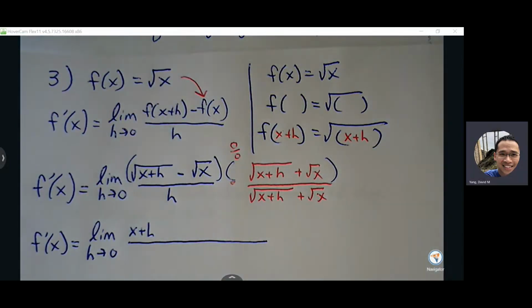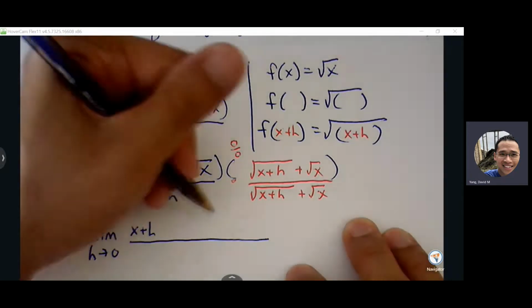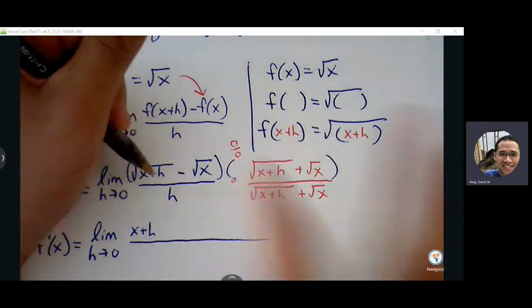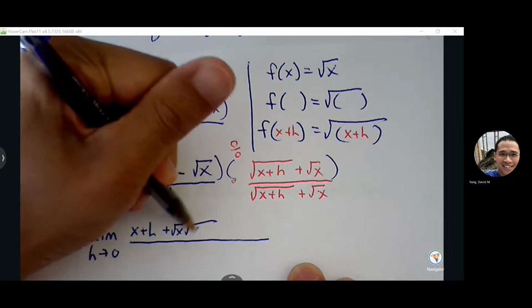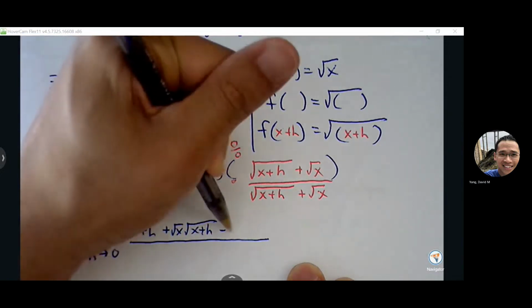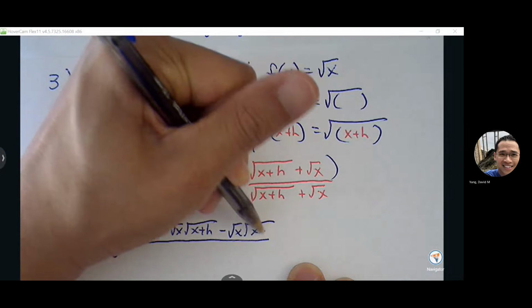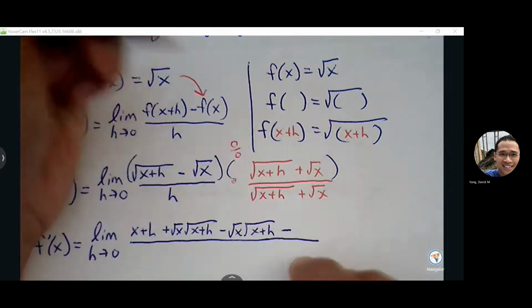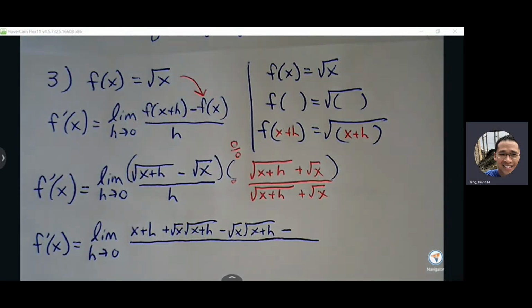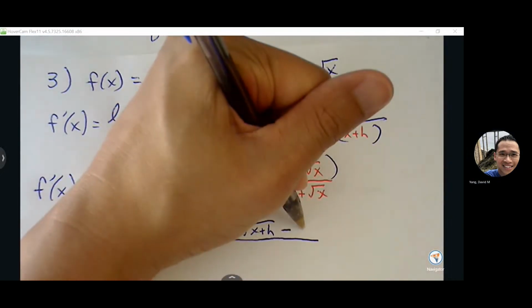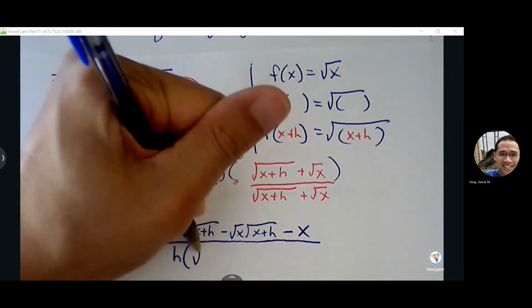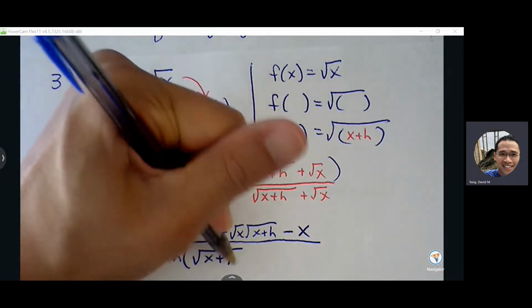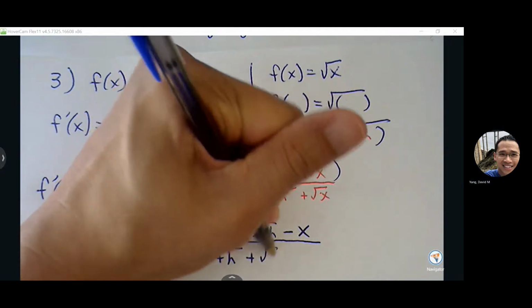Square root times square root just leaves us with the term inside the square root. I'll foil everything out, but I'm expecting my middle term to just go away. And then what's negative root x times root x? Just x, yeah. Don't foil the denominator. That h is ready for us to cancel out.